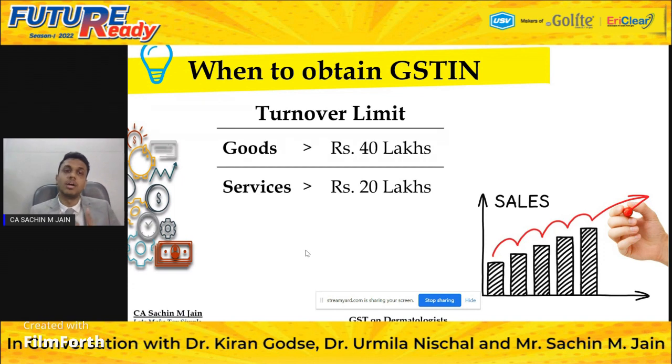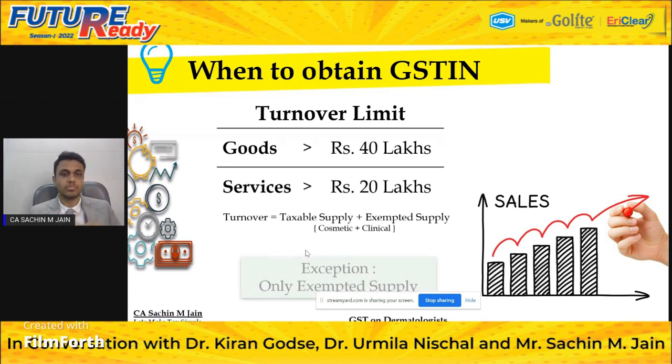So let's understand what is turnover. Turnover means taxable sales plus exempted sales. In our case, in case of dermatologists, taxable sales include cosmetic procedures and aesthetic procedures, and exempted supplies will include consultations and other healthcare services. But there is one exception to it, which we'll discuss in the next slide.